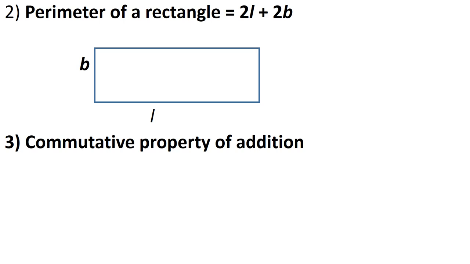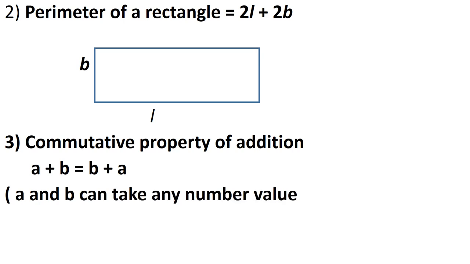Next is the commutative property of addition. This you have done in the whole numbers chapter also, that is chapter number 2. What is the commutative property? Commutative property is a plus b equal to b plus a. Now here a and b are both variables and they can hold any number, any value. Let a equal to 2 and b equal to 3. So 2 plus 3 equal to 3 plus 2. Or if a equal to 4 and b equal to 5, then 4 plus 5 equal to 5 plus 4. a and b can take any number value.